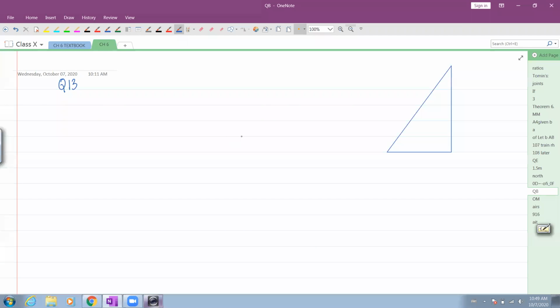So I have a right triangle here. I'm just going to label it. Remember, the right angle should be at C, and you can mark A and B on the other two ends. So I'm going to mark A here and B here. Further, I need to take a point D on CA, and I want to take a point E on CB.